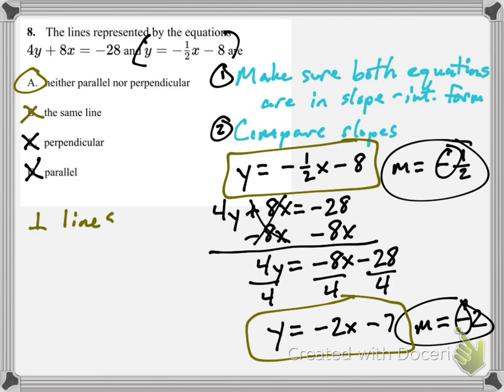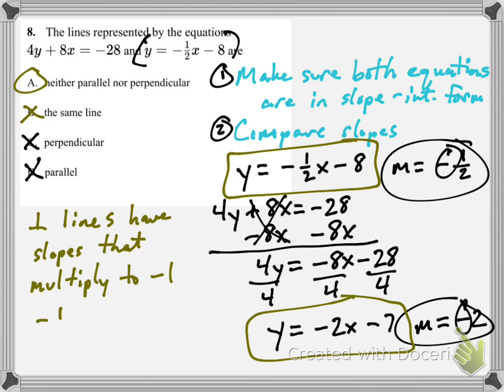Also, perpendicular lines, here's another little check, have slopes that multiply to negative 1. So if you wanted to check if the two slopes were perpendicular, in this case you would do negative 1/2 times negative 2. Well, when you multiply those, you get positive 1. That's bad, because we need negative 1. So, not perpendicular. So that's why we crossed out perpendicular up here.